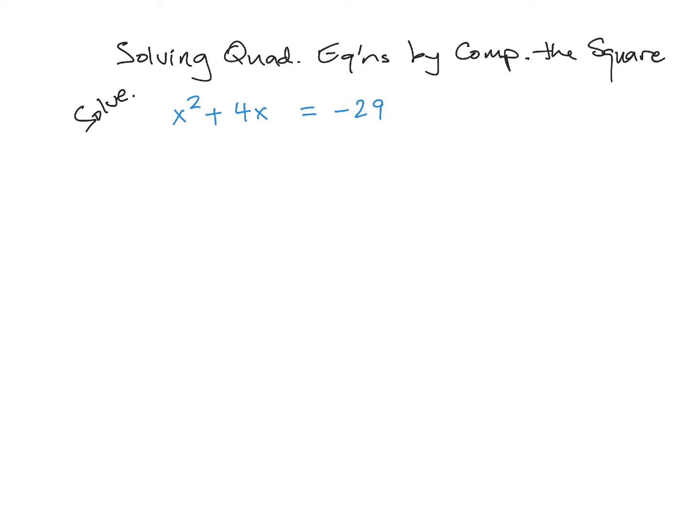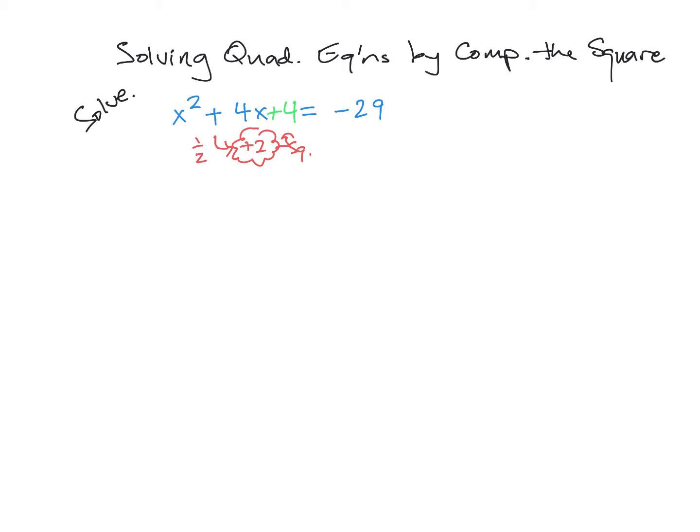Okay, so once again, if I do this in my head, if I take half of that 4, half of positive 4 is positive 2. And then if I square that, positive 2 squared is a positive 4. So if I add 4 to the left-hand side, that left-hand side becomes a trinomial that will then factor very, very nicely, okay?